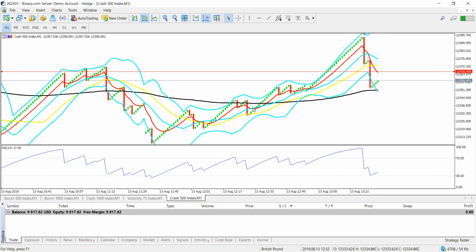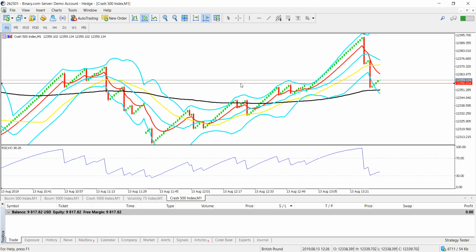Okay? And then whenever there was a previous crash, like here, before this crash happened, this one happened. So this one is crashing on resistance. Same thing with these ones up here. They are crashing on resistance.